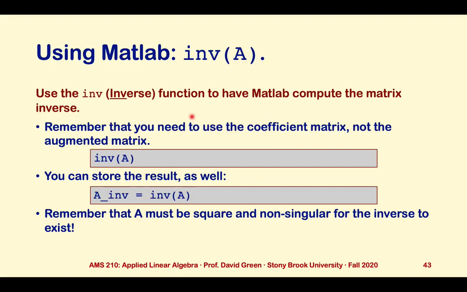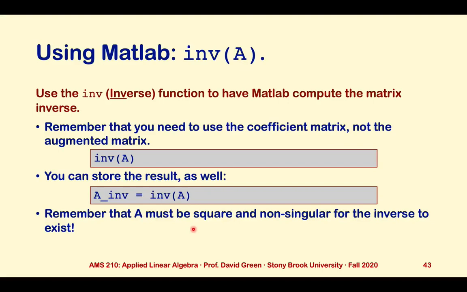We can compute the inverse, if we just want to write it down on paper, simply by using inv A. Much more frequently, we will want to use the answer in Matlab, in which case we would want to store the answer. So write something like A_inv. This is just the name we're going to use. You could use different names for the inverse and store the inverse in that. Now, remember that A must be square and non-singular for the inverse to exist.